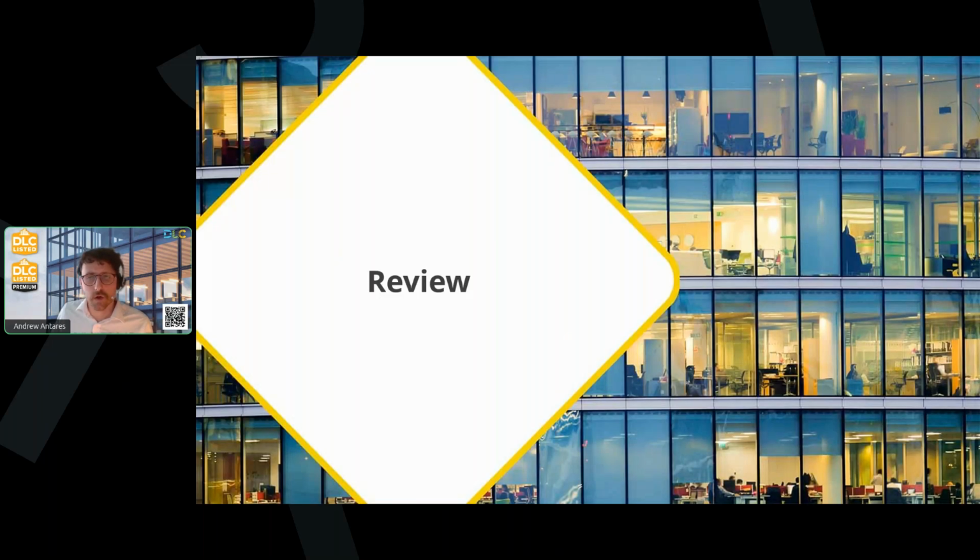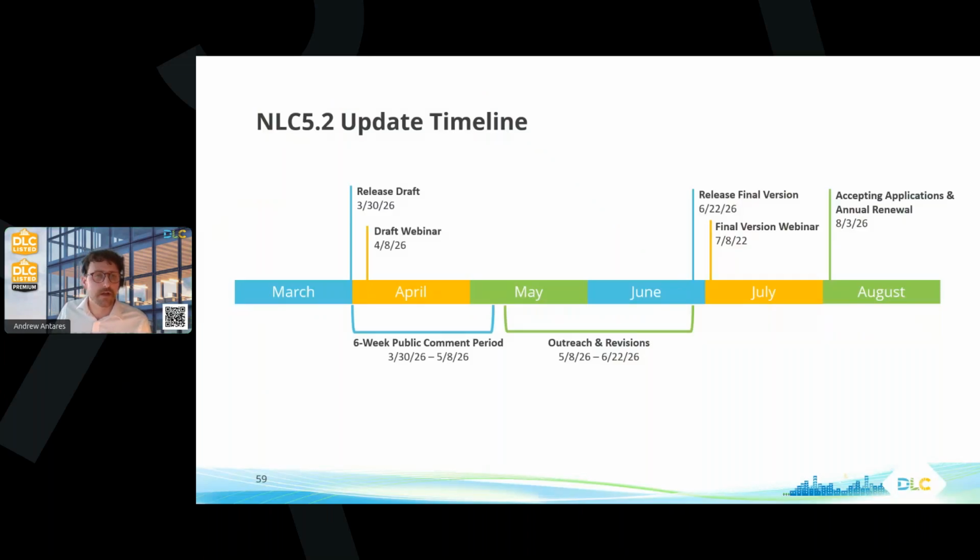All right, so we threw a lot of information at you, so I'm just going to make sure that we review some of the important pieces so you can be sure to participate in this drafting process. So again, we're here in the beginning of April, 2 weeks into the 6-week public comment period, which ends on May 8th. So we'll be sure to get your comments in by then, and we're aiming to have the final release by June 22nd so that we can begin accepting applications in the beginning of August.